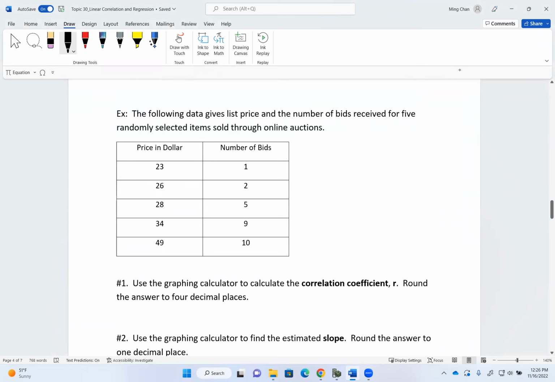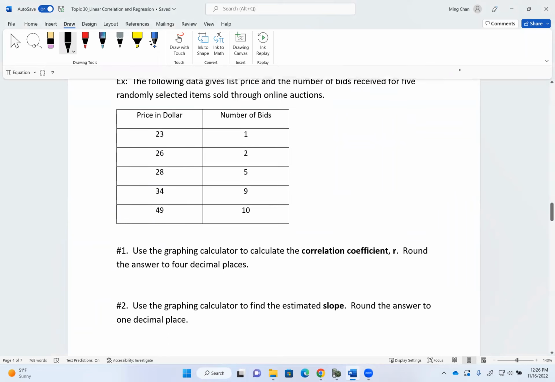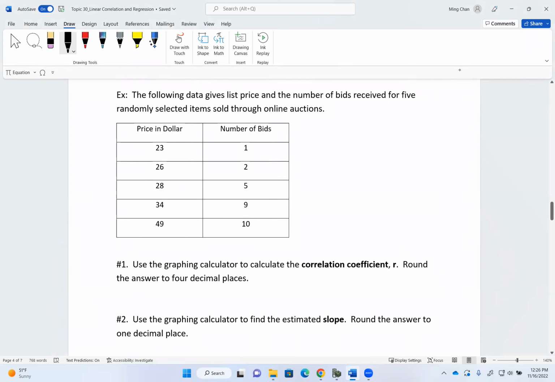All right, the following data gives a list of price and number of bids received for 5 randomly selected items sold through online auctions. Use a graphing calculator to calculate the correlation coefficient R. So the price in dollars is going to be our x-axis. The number of bids is going to be the y, under the L2 or the y-axis.